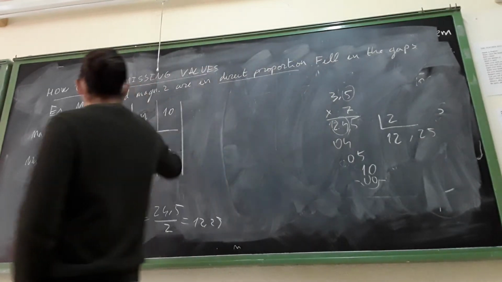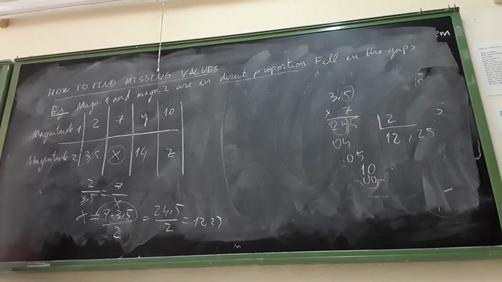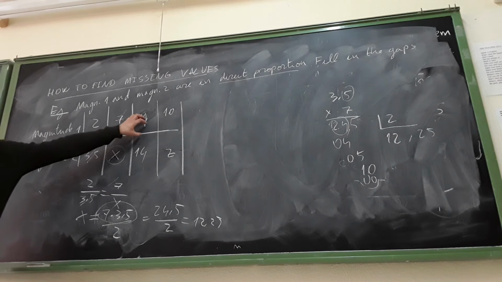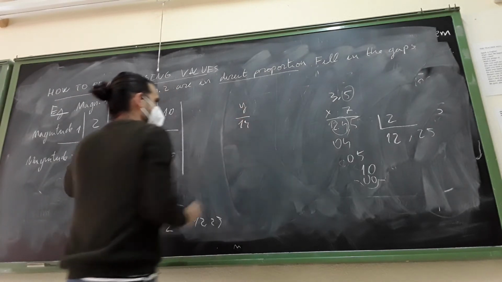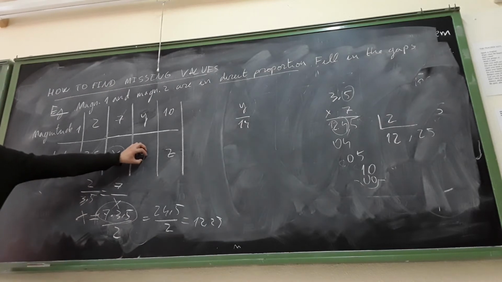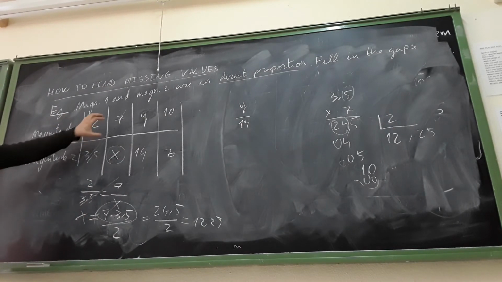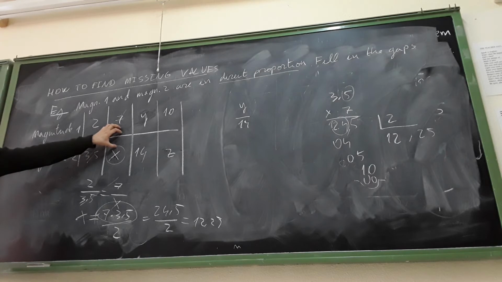Okay, so, Y. Now we have to make pairs. We have Y and 14. And what is the other pair of values going to be? This pair of values or this one? You can choose whatever you want. Which one has got simpler numbers? The first one.